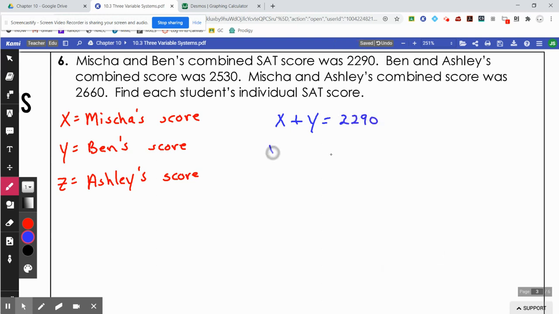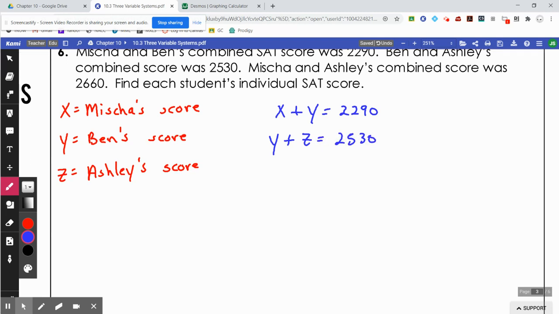Ben and Ashley, which is Y plus Z, has a combined score of 2530. And then Mischa, which is X, and Ashley, X plus Z, is going to have a combined score of 2660. So there's our system. And again, you can use substitution or elimination.